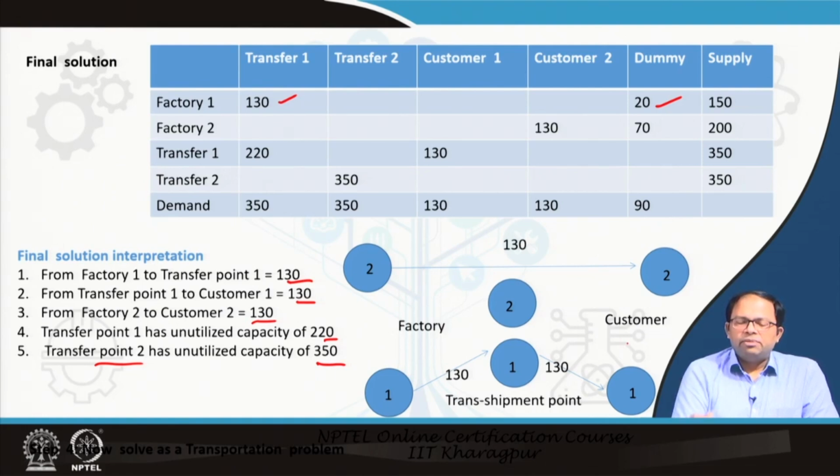So basically we use the transportation problem to solve this. We get some values in the dummy, but because it's a dummy, we ignored that in the final solution, and we see that factory 2 directly sends goods to customer 2. This is the most optimal, and factory 1 goes via this transshipment center, which is also more optimal, and transshipment point 2 is underutilized.